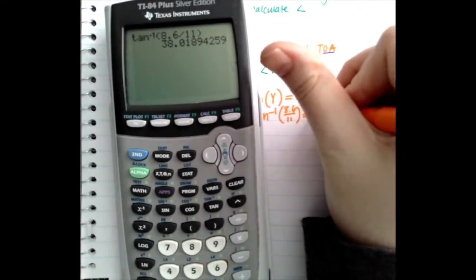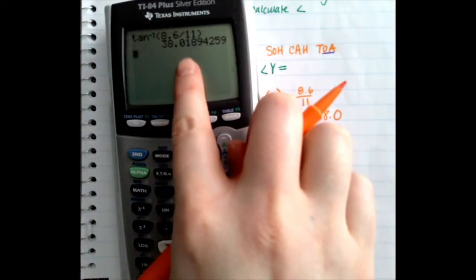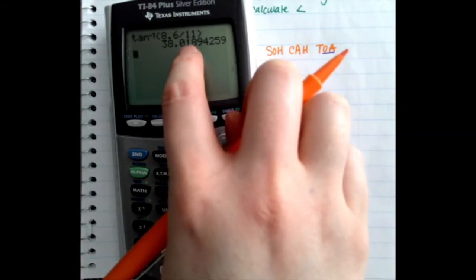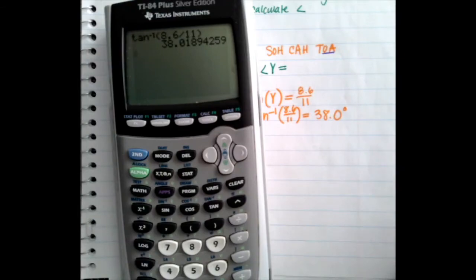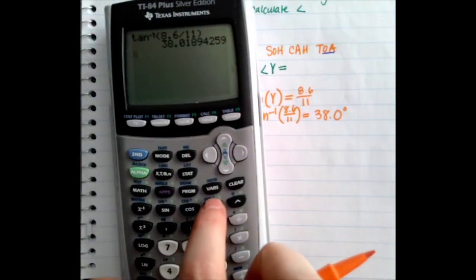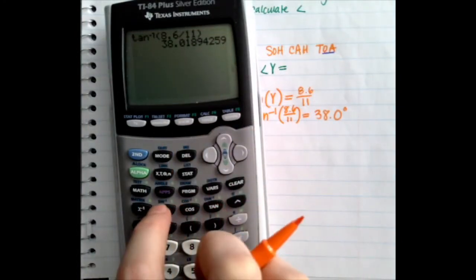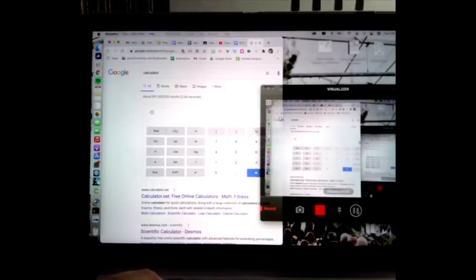So I'm just going to do 38.0 because it tells me to round down with that one. So 38.0 degrees. This is an angle, so it's measured in degrees. So this is what it looks like on a calculator, that inverse tangent, inverse cosine, inverse sine. Now I want to show you what it looks like on Google's calculator, because I think most of you use some version of that, and so I want to show you that as well. So give me a second to set that up.